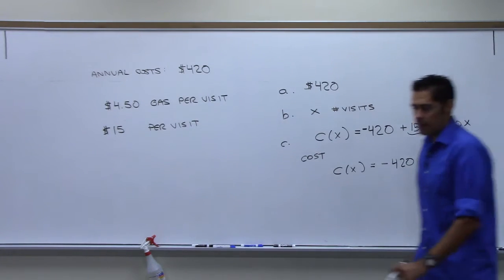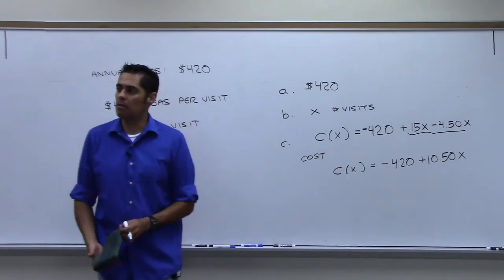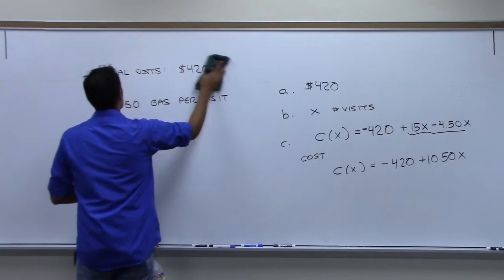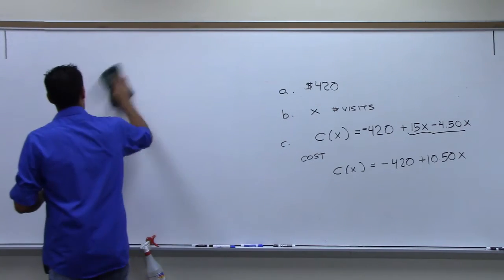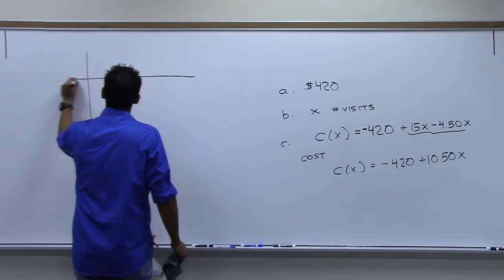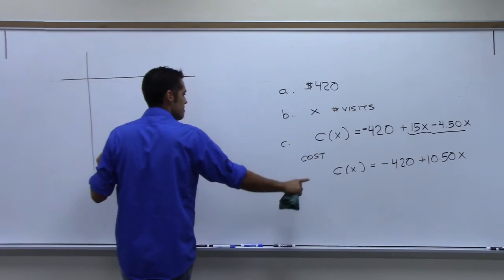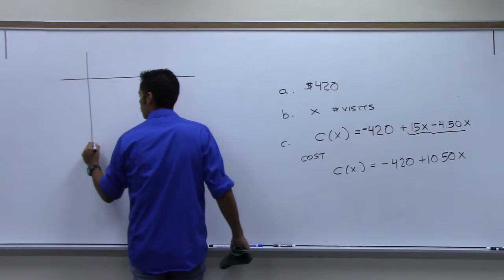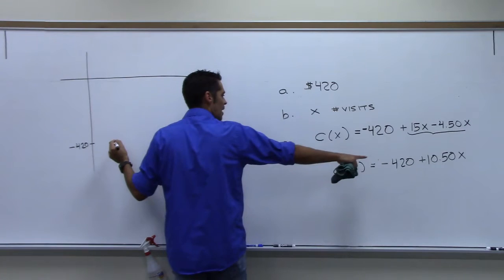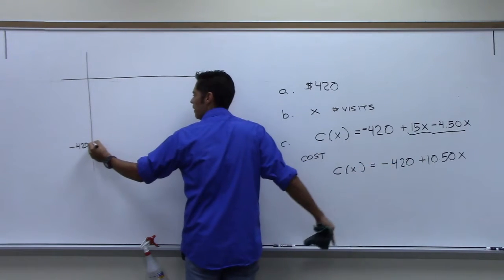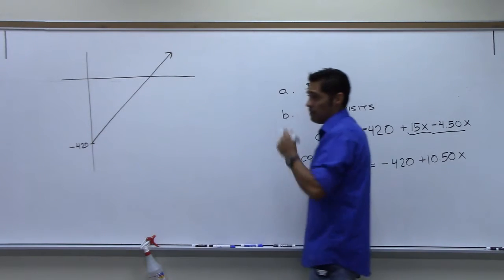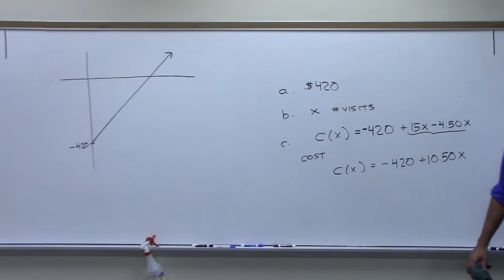Does that look like a linear equation? Does that look like your y equals mx plus b? Yeah? If I graphed it, the y-intercept is what? Negative 420. And then your slope is positive, isn't it? 1050? So it's going to go up like this. Agreed?